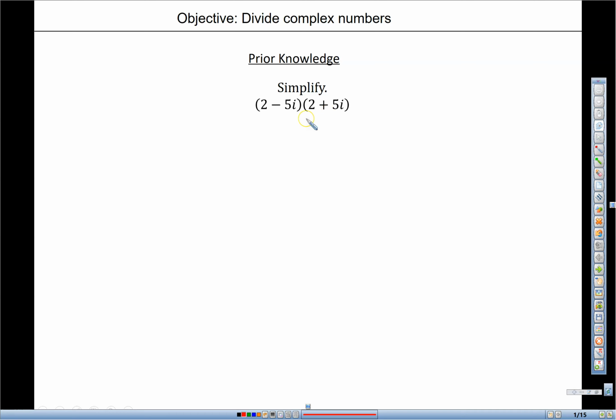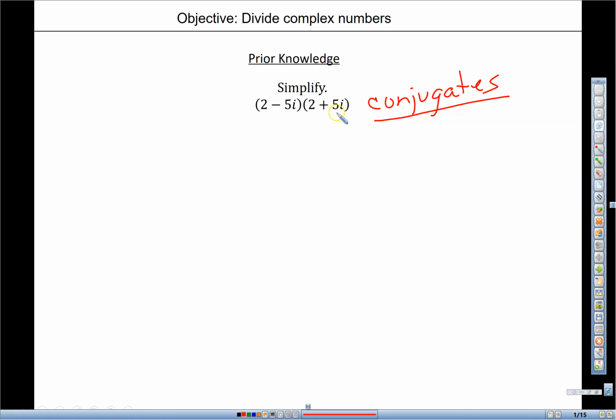And so here we have the two complex numbers, 2 minus 5i and 2 plus 5i. The structure of these, where the first two parts are the same, they're both positive 2, and the second parts are opposites, one's a positive 5i and one's a negative 5i. We call that structure conjugates. And later on in this lesson, conjugates is going to be very important to us in division.